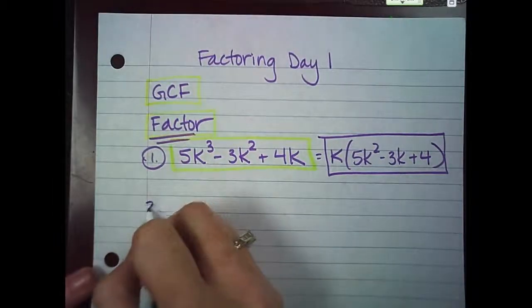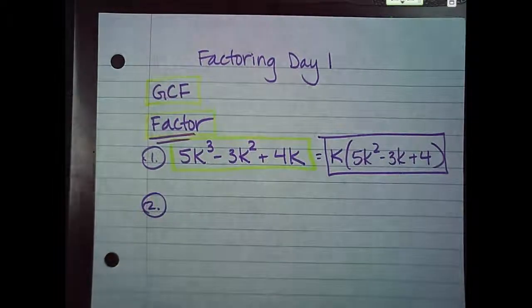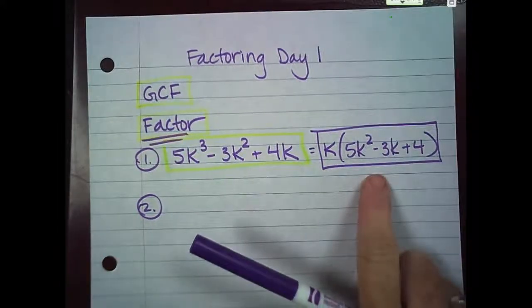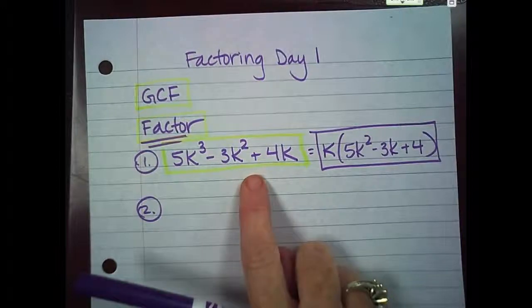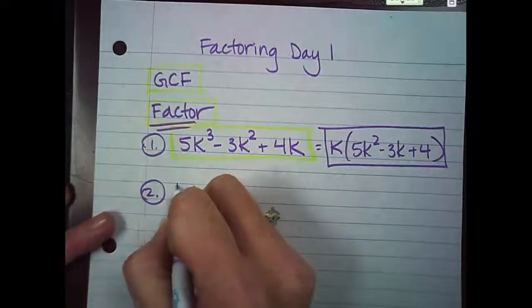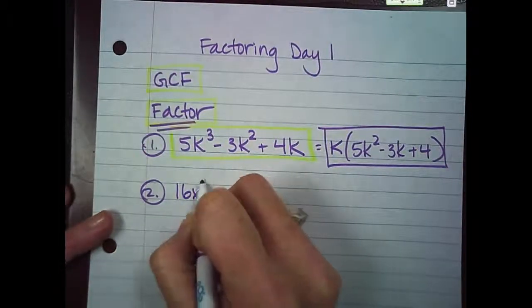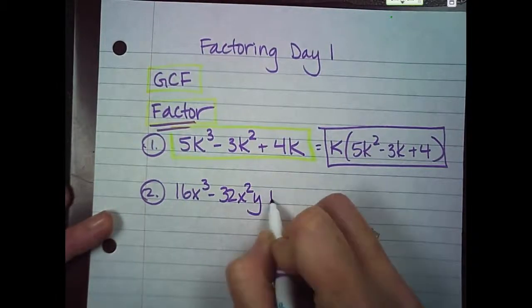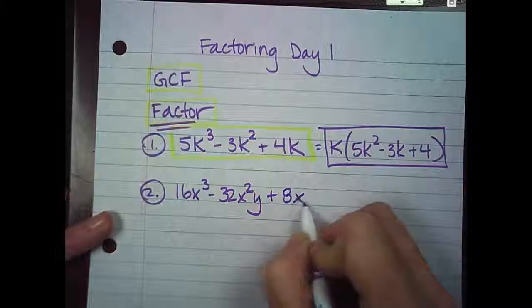Number 2. A lot of times, kids will get this answer and then they'll try to keep going. No, you're done. You're finished. The only reason we're keeping going in this unit is because the directions say factor. Okay? The next one, 16x cubed minus 32x squared y plus 8xy squared.